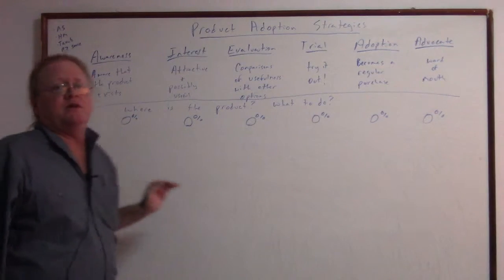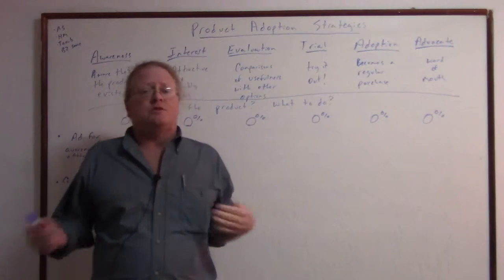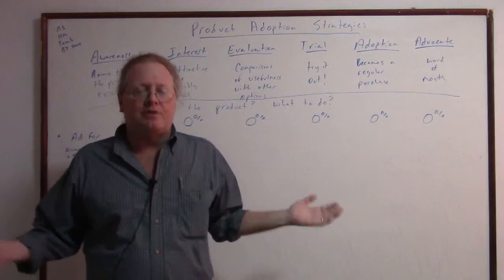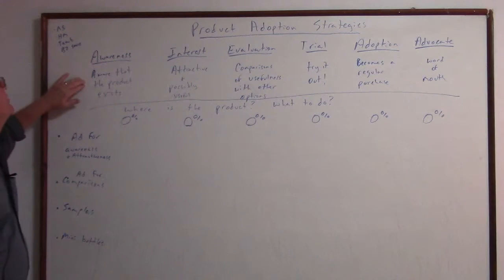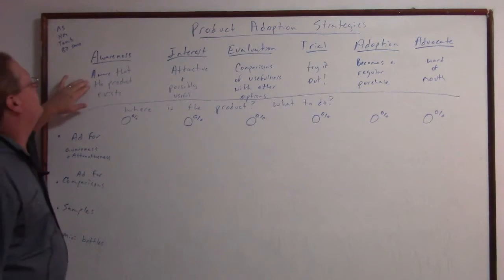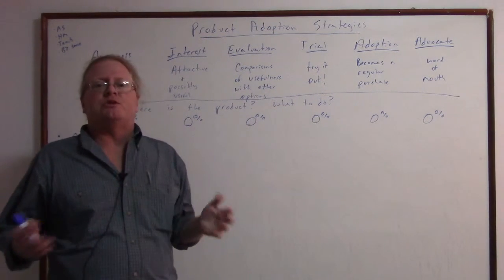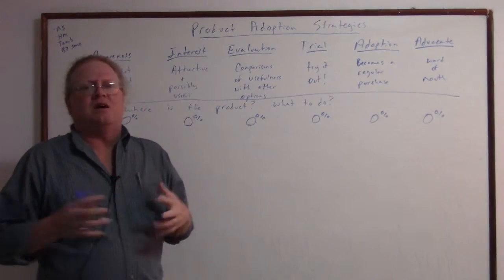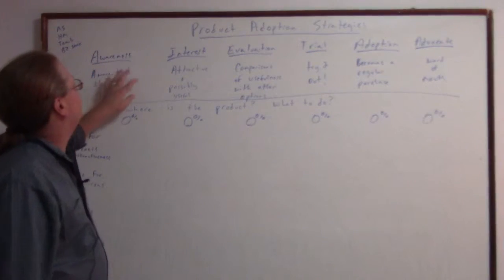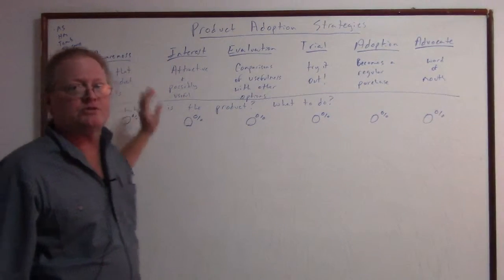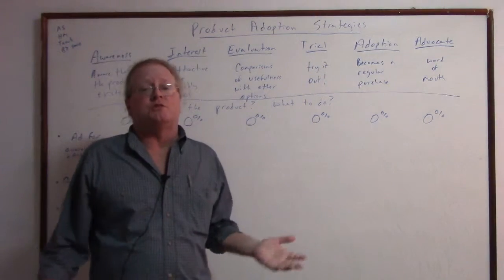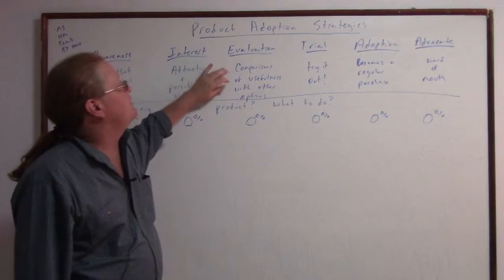First of all, if the potential customer doesn't know the product exists, they're not aware of it, how are they going to buy it? So first, the potential customer becomes aware that the product exists. We can do this through advertising, prominent displays in the stores or stuff like that. And then once they become aware, they can become interested. Is the product attractive and possibly useful to them? And then they will begin to evaluate.